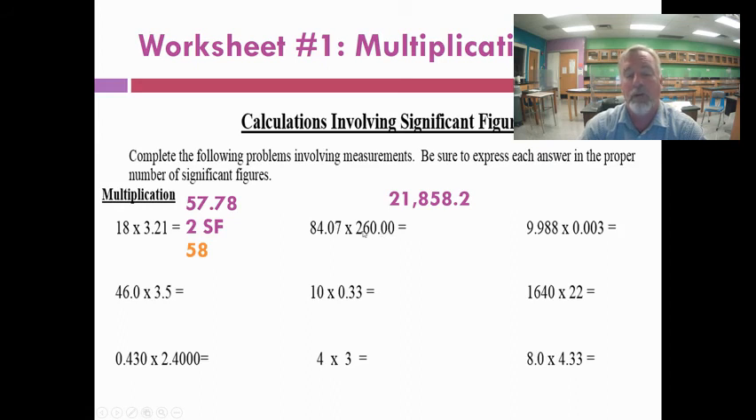How about our next number, 260.00? Trailing zeros here. Yes, there's a decimal. Yes, we count them. This one has 5 significant figures. We only have 4 here, so that tells us that's what our answer has. It has only 4 significant figures. So now we have to round 21,858.2 to 4 significant figures. Again, how do we do that? We count off the first 4: 2, 1, 8, 5. We're going to keep those numbers.